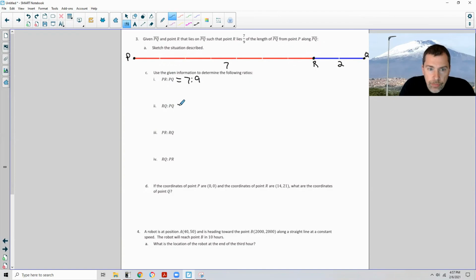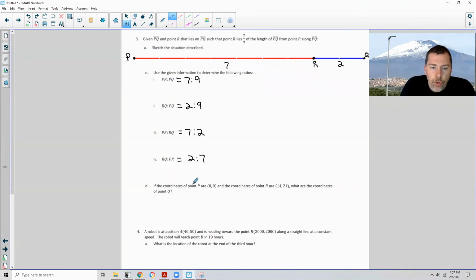RQ is 2. PQ is 9. So this would be 2 to 9. PR is 7. RQ is 2. So PR to RQ is 7 to 2. And then RQ is 2 and PR is 7. So that would be 2 to 7.